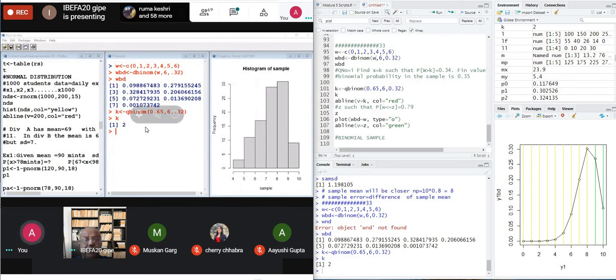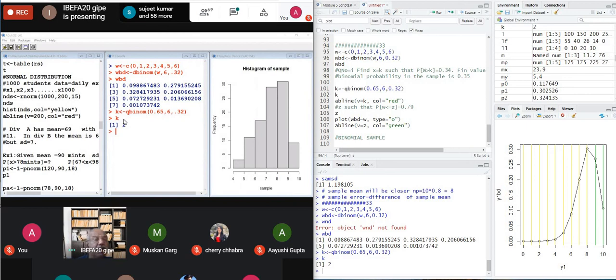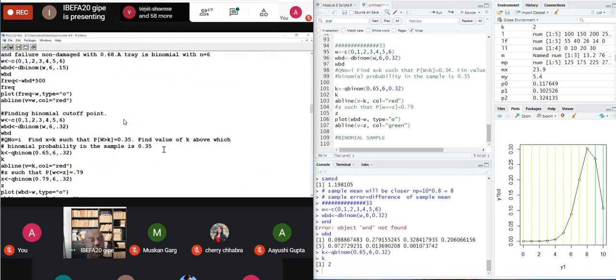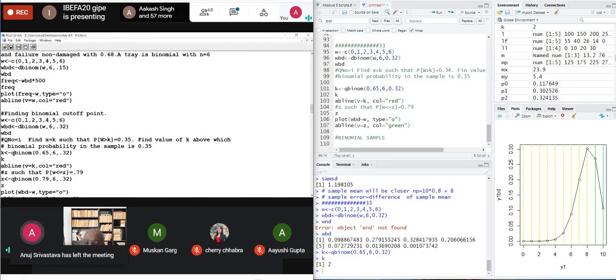So just one question. For the variable k, where did we get the 0.65? I missed that part. The question is, find out k. Look at the question: find x equal to k such that above it the probability is 0.35. Is it okay? Yes, yes, I got it.